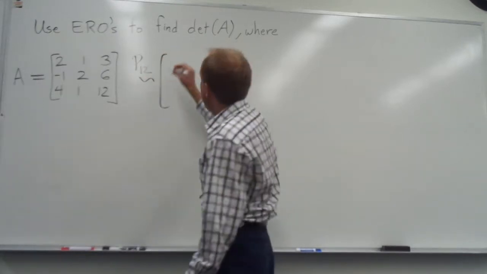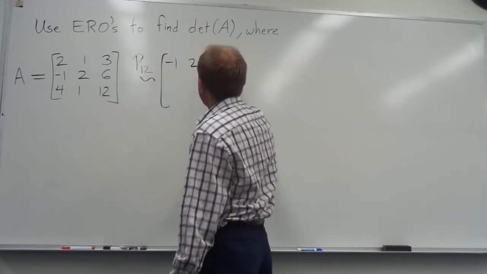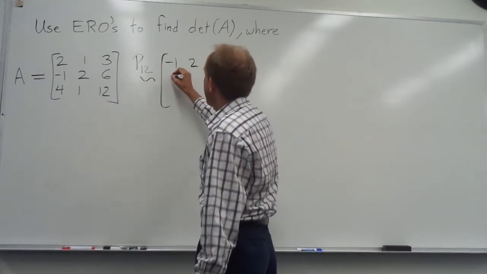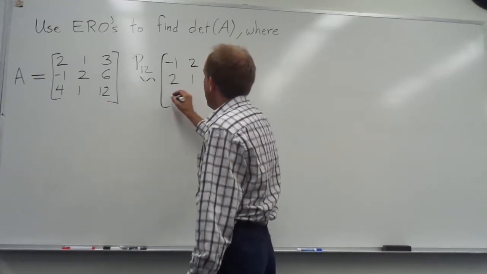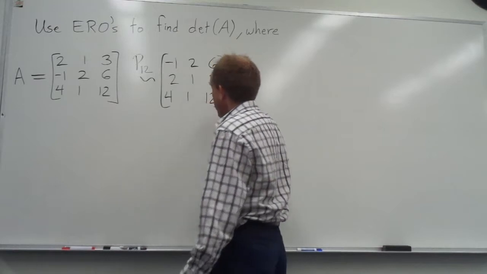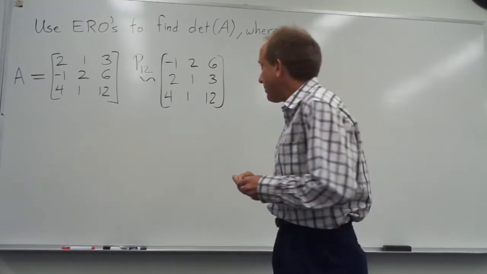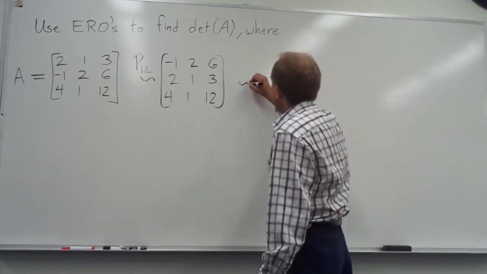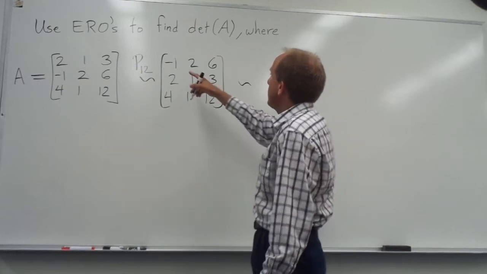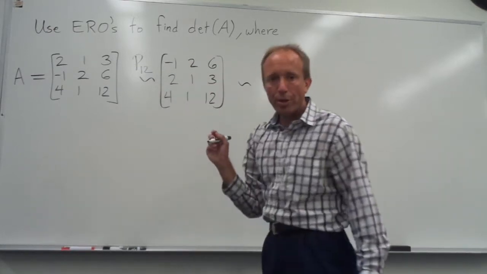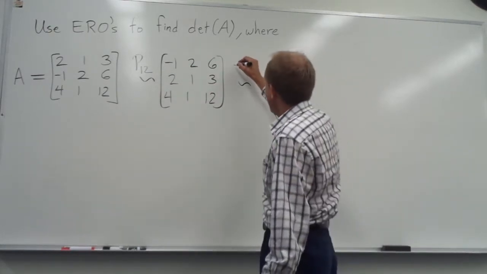Okay, so if I do that, I'm going to get the first row is -1, 2, and 6. The second row is 2, 1, and 3. And the third row is still 4, 1, and 12. Okay, now I'm going to take multiples of the first row and add them to the lower rows.